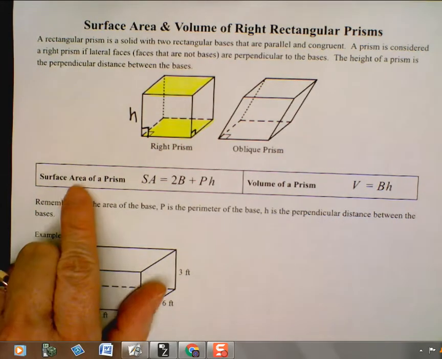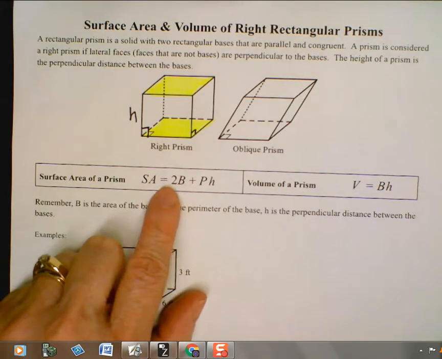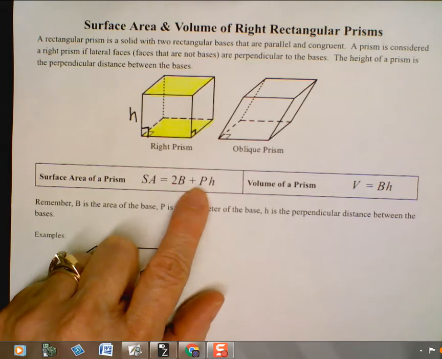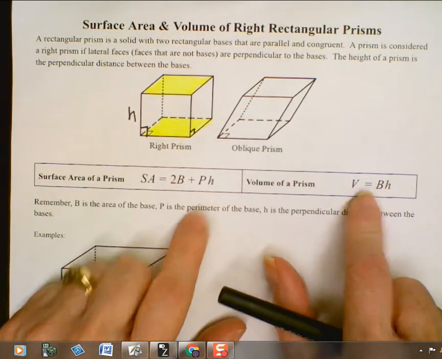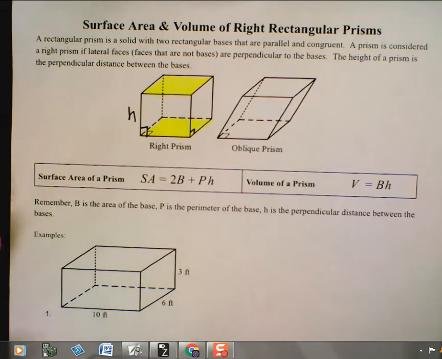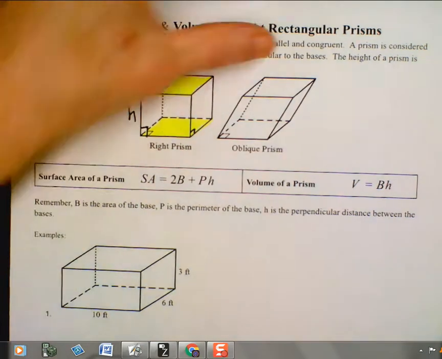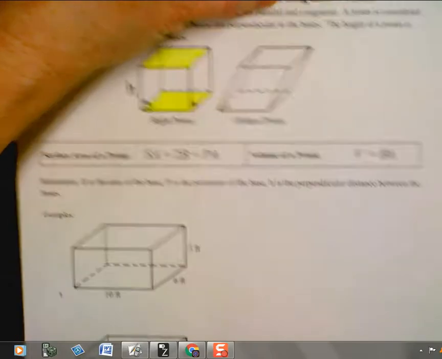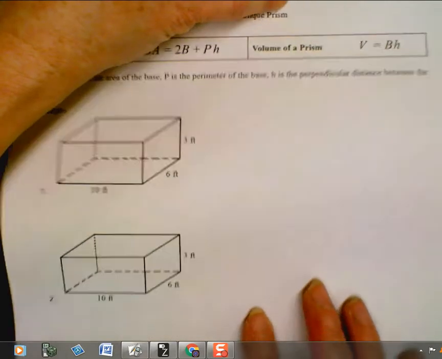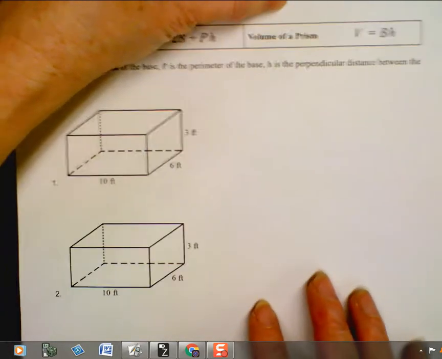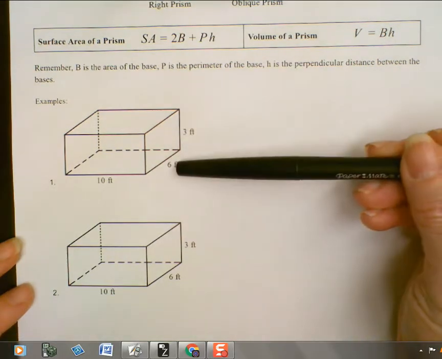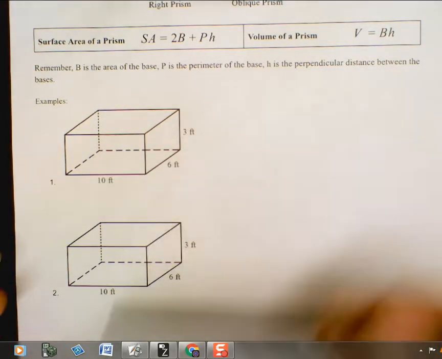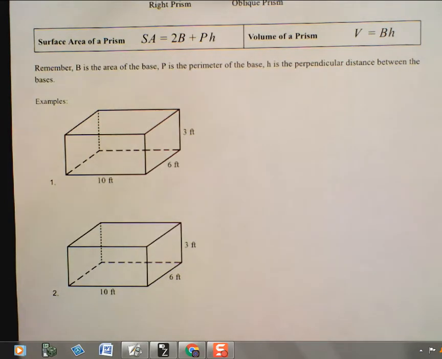So as always, the surface area of a prism is 2 times the area of the base plus the perimeter of the base times the height. And the volume of the prism is the area of the base times the height. So with that in mind, we have here a rectangular prism. And as I said, I've got the same prism drawn twice with the same dimensions. A height of 3 feet, a width of 6 feet, and a length of 10 feet by general assumption.